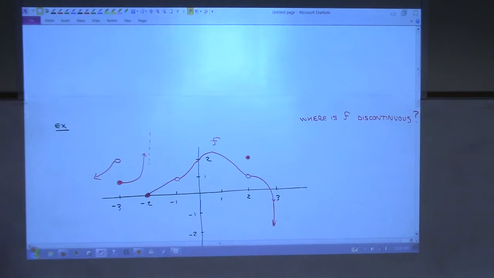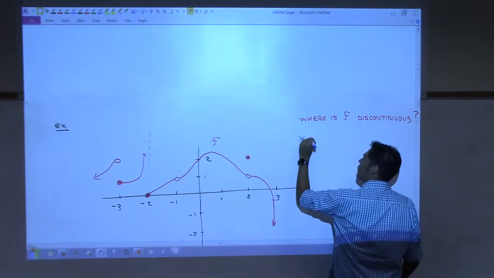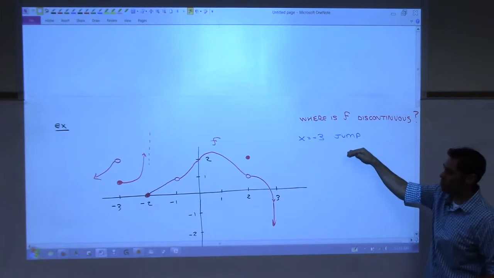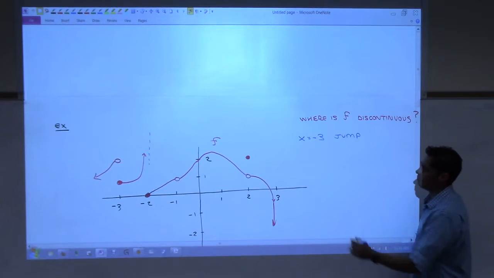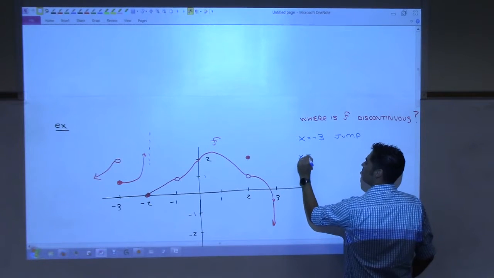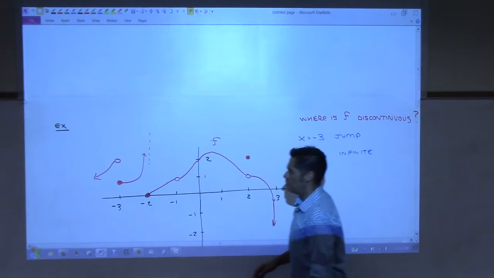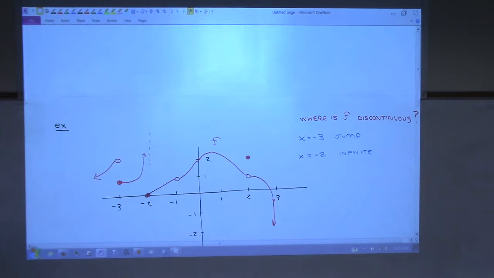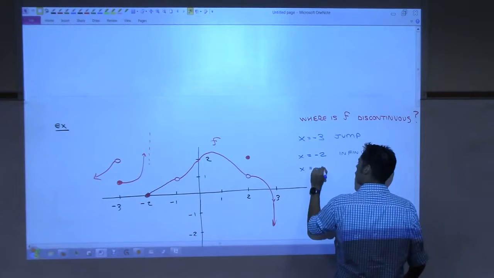So where do we start having these things happen? -3, right? We have a jump. All right, so we'll go through these slowly. At x equals -3, we have a jump, right? We're going to talk about what each one of them are. Jump discontinuity at -3. How about at -2? At -2, we have an infinite discontinuity, because as you come in to -2 from the left, it goes up, right? -1 is removable.